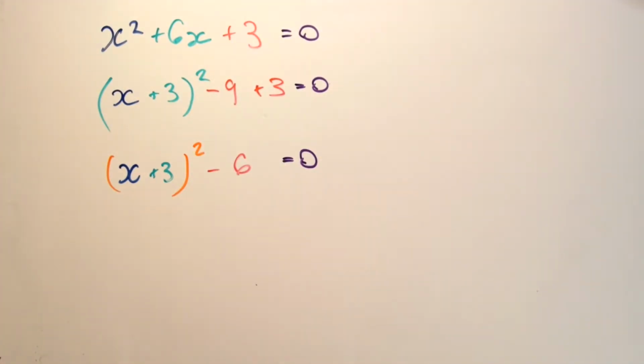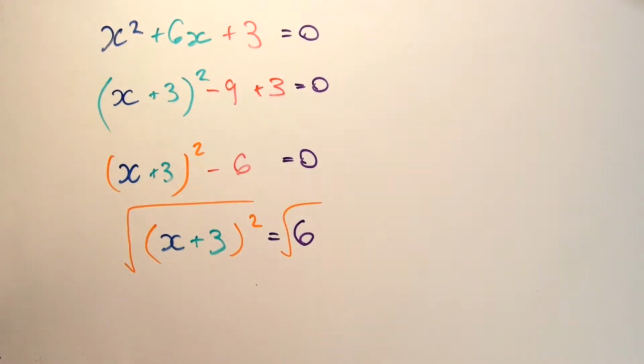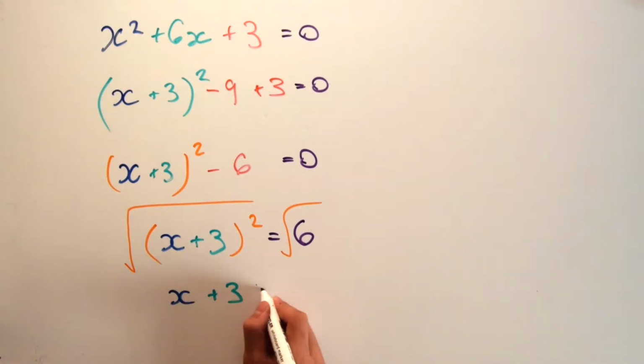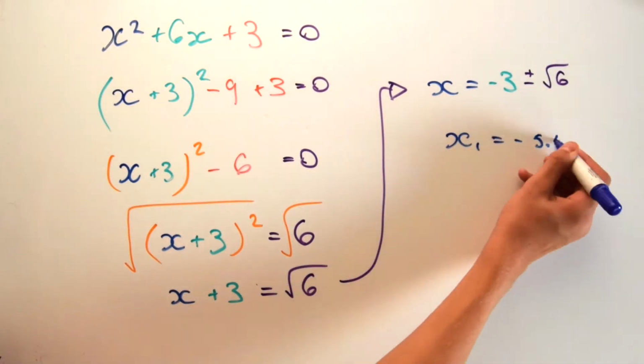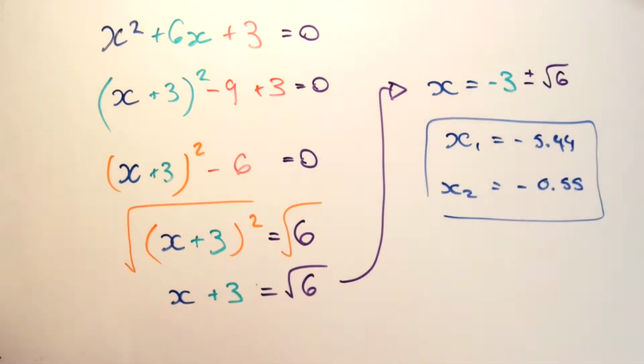To graph this, we must find the x-intercept values. We can find these values by solving the equation. Firstly, we must take the square root of both sides in order to isolate x. Then, take the 3 to the other side. As we know, square roots always have two answers, a positive and a negative one.